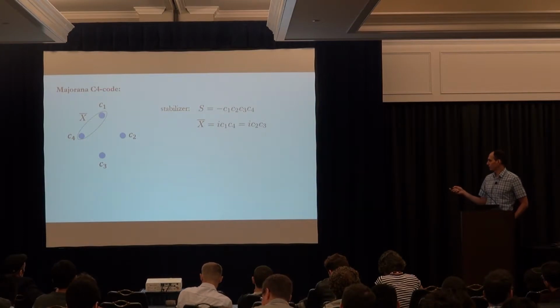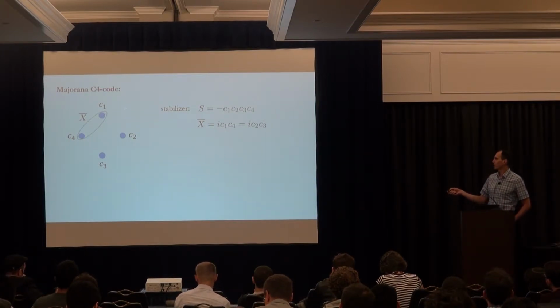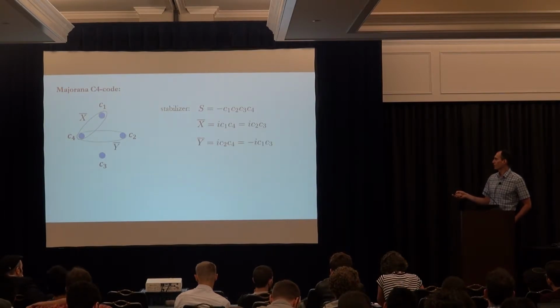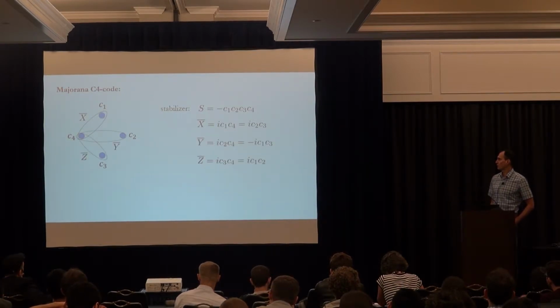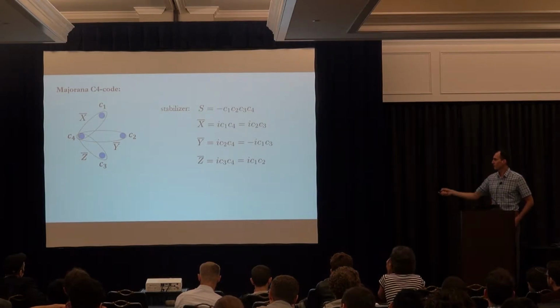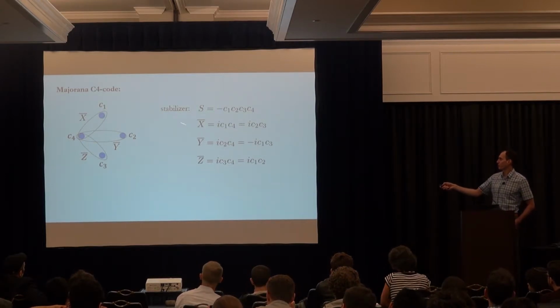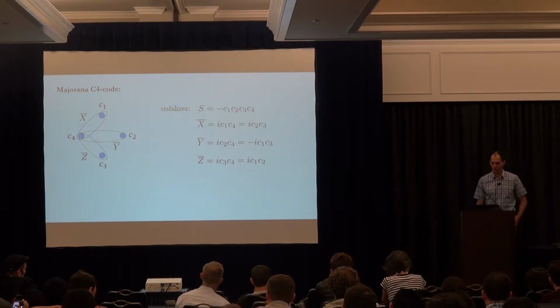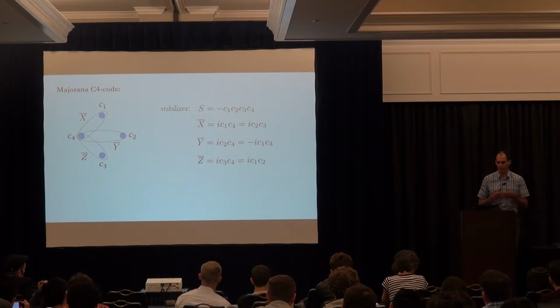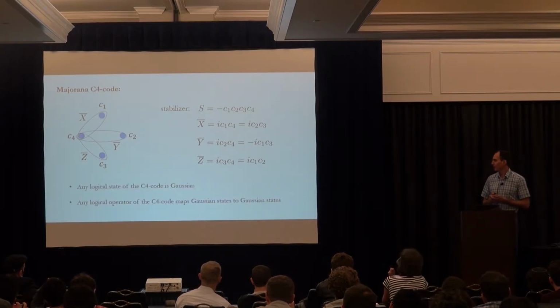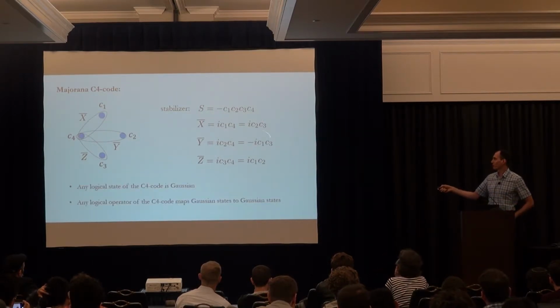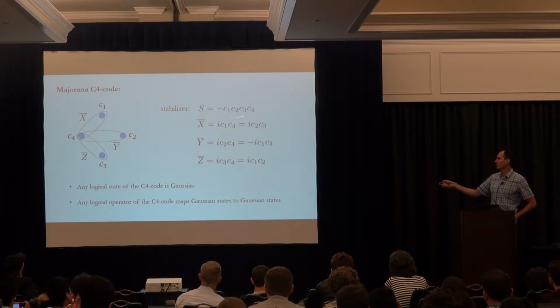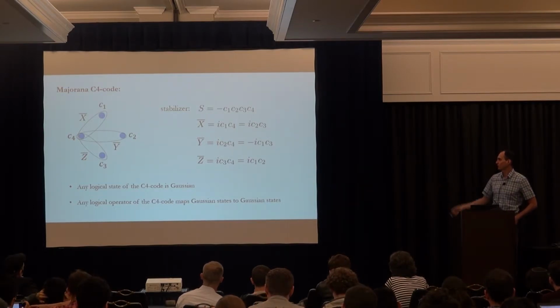And we can choose logical operators as two-mode Majorana operators. Say this is our logical X, logical Y, and logical Z. Now, for each logical operator, you have two choices for how you pick this pair, and I'm going to use this freedom later on. You can check that these operators indeed commute with the stabilizers and anti-commute with each other.